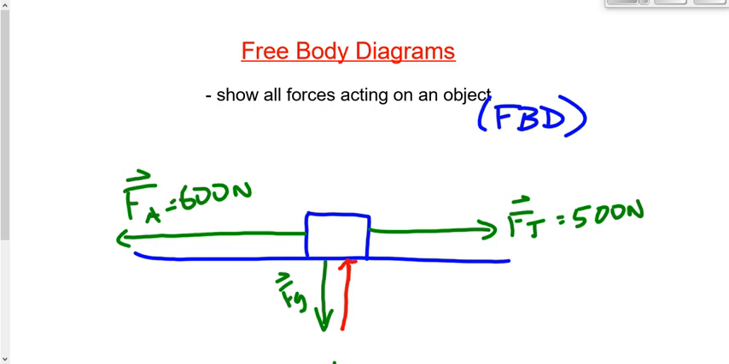Yeah, that's the normal force, right? We don't know its value, but we do know the normal force is going to be equal to the force of gravity in this situation, right? Not always.